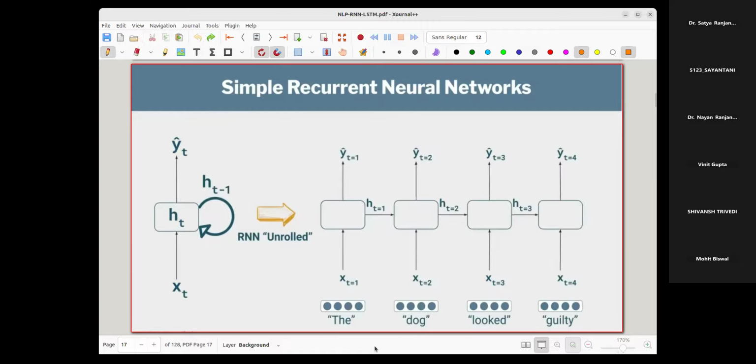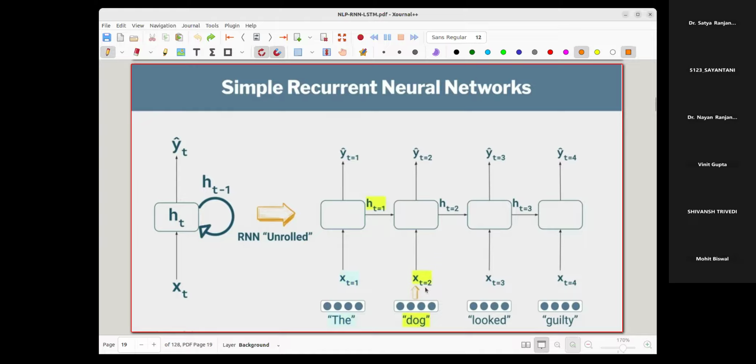That means at every time step, one word is given as input to this neural network. But as there is a recurrent connection, how is it actually processing? Here, when time step t equals 1, "the" is given as input. And in time step 2, "dog" is given as input. So when dog is given as input, the output of the previous time step from the hidden state, ht minus 1, that is ht equals 1.